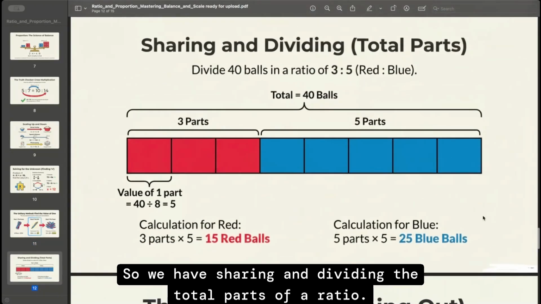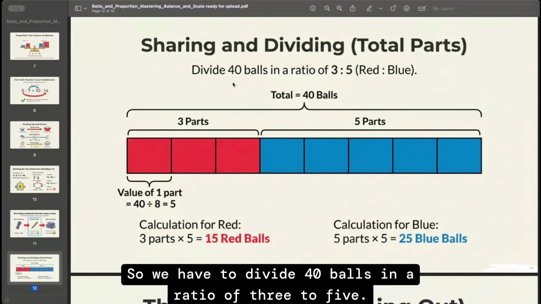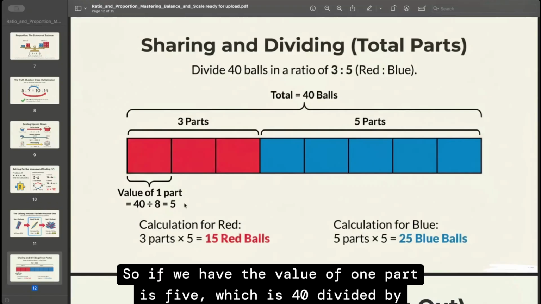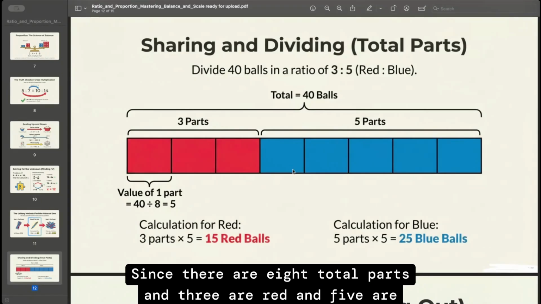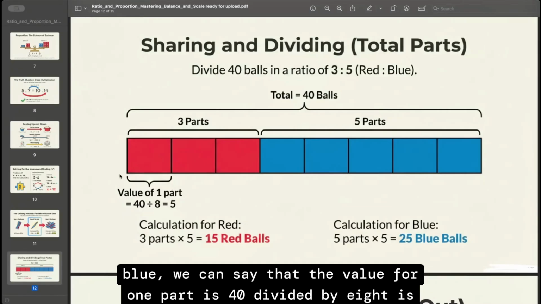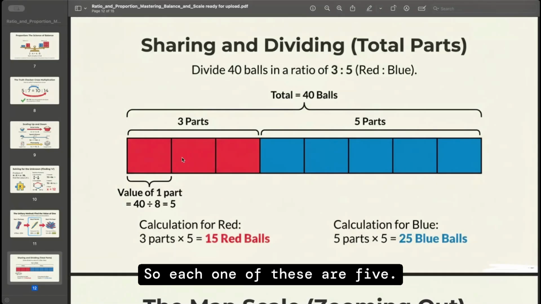So we have sharing and dividing the total parts of a ratio. So we have to divide 40 balls in a ratio of 3 to 5. Since there are 8 total parts and 3 are red and 5 are blue, we can say that the value for 1 part is 40 divided by 8, which is 5. So each one of these is 5.